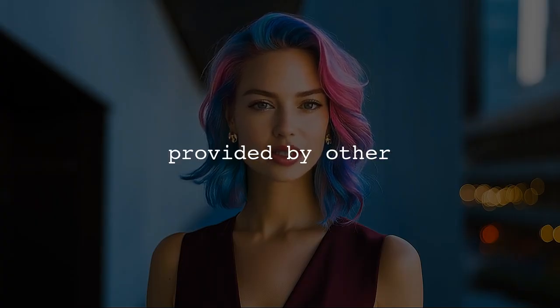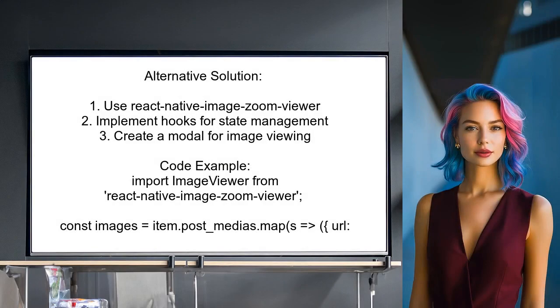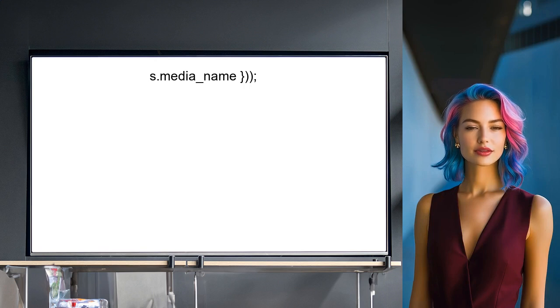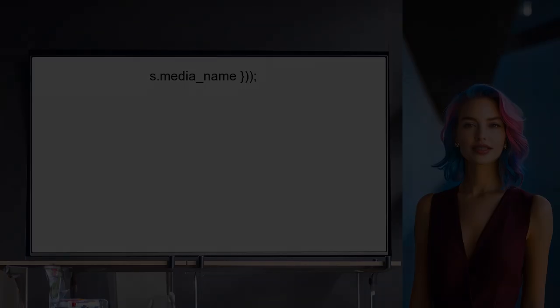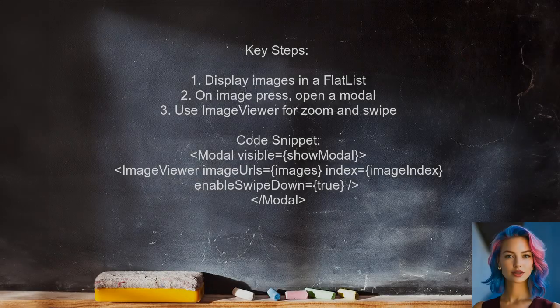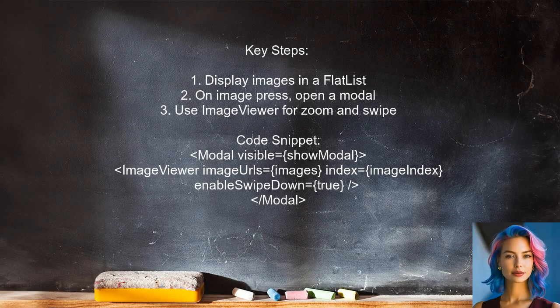Now, let's look at the answers provided by other users. An alternative solution involves using the React Native Image Zoom Viewer library. This user suggests implementing hooks to manage the image viewer functionality. They create a modal that displays images with pinch to zoom and swipe capabilities. In their code, they set up a flat list to display images. When an image is tapped, it opens a modal with the image viewer, allowing users to swipe through images and zoom in.